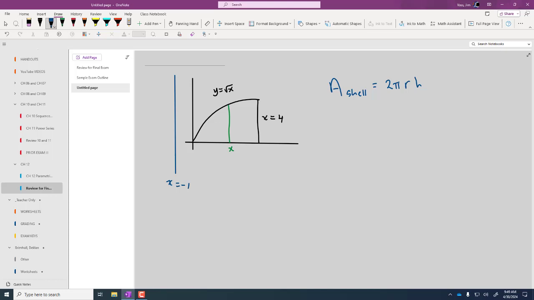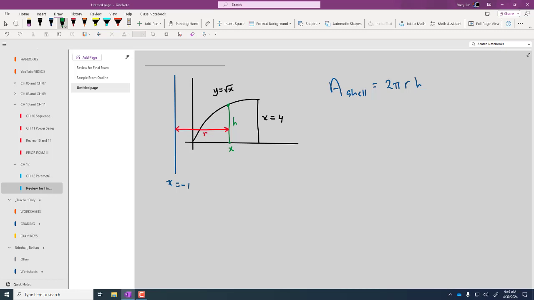Now we have to figure out, well, where is the r and where is the h? When we look at this picture, that distance right there is representing the radius of the shell, and the height of this green element here is representing the height of the cylinder.